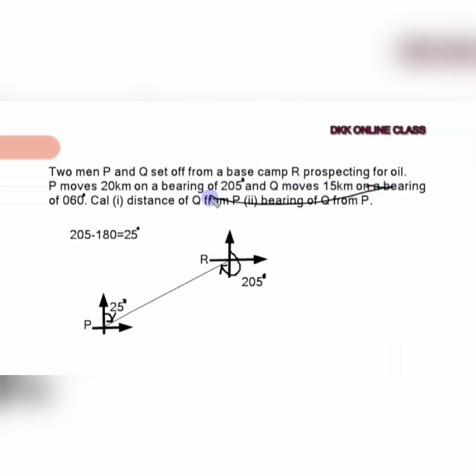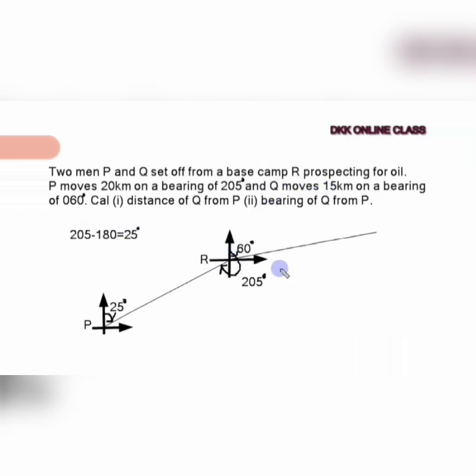Another one is the second man that makes the journey, the man Q. He moves 15 km on a bearing of 60 degrees. We can find this bearing on the first quadrant of R, which is the camp. So we draw a line on the first quadrant of R, indicating the movement. So this is the bearing 60 degrees.